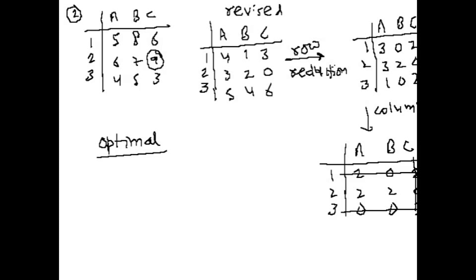So optimum allocation is going to be worker 1 goes to machine B. This is the 1. Worker 2 goes to C, because that's where the 0 is. And then third worker can go to A. So this is how workers can be assigned to different machines or jobs.